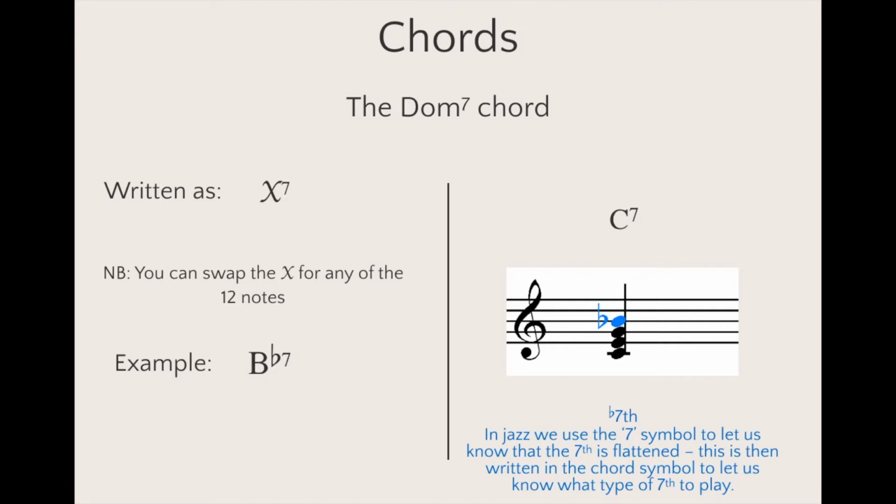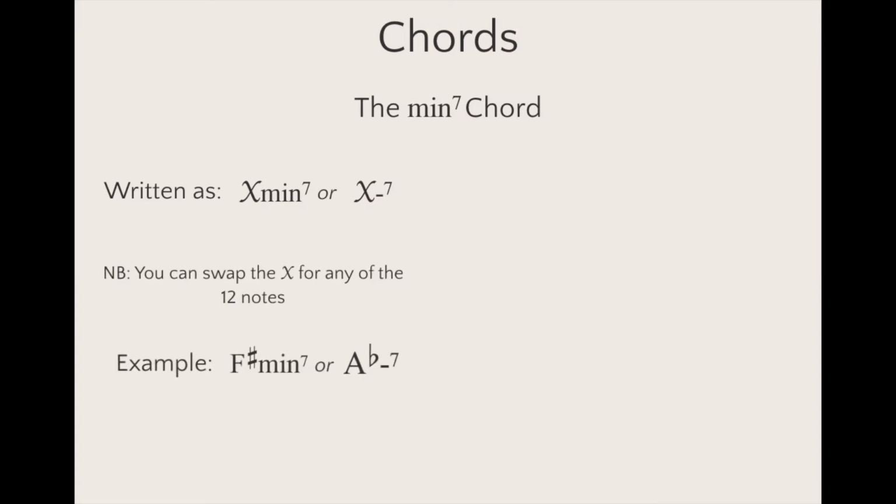7 chords are better known as dominant 7 chords and are used as chord 5-7. The next chord we'll look at is another very common chord. It's the minor 7 chord. You can see from our example here, you can spell it as either X minor 7 or X with a minus sign 7. It's probably better to use the min or min 7 as it's clearer and sometimes the line doesn't work as well. So let's swap the X for a real note. Here's F sharp minor 7 or A flat minor with a minus sign 7.